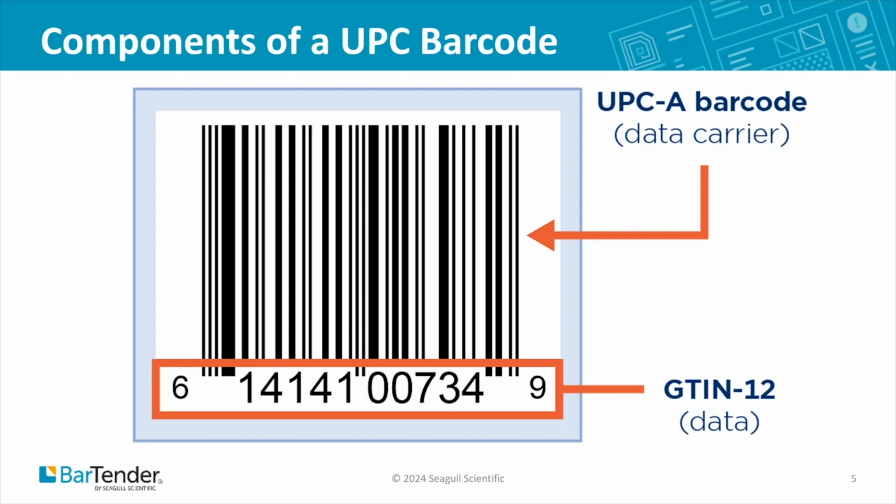The third component is the human readable numbers at the bottom, which can be used to manually key in a code in the event that the barcode is damaged and unreadable. Here in the US, starting from the 0, there are 12 digits as defined by the Ad Hoc Committee.